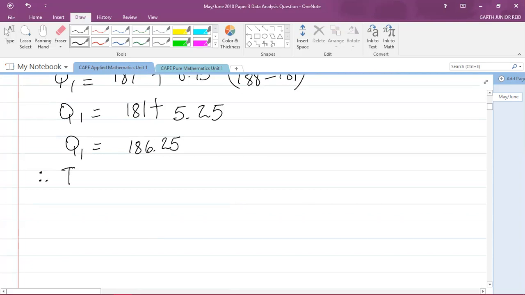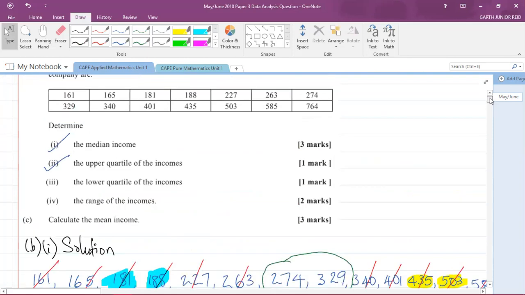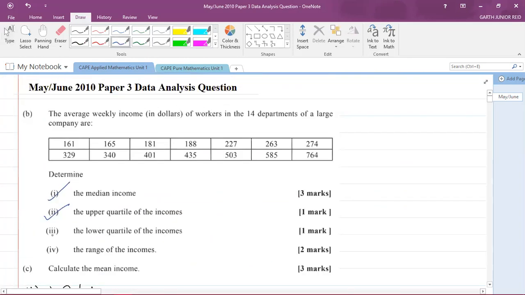the lower quartile of the incomes is $186.25. Okay, that is my solution. So we have now finished part 3 of the question. Part 4 says that we are to determine the range of the incomes.